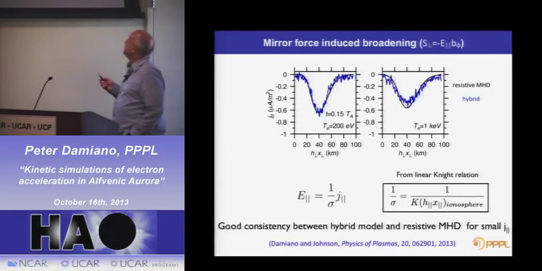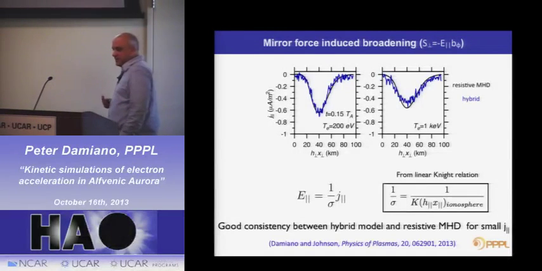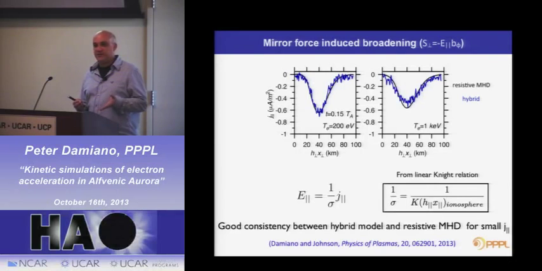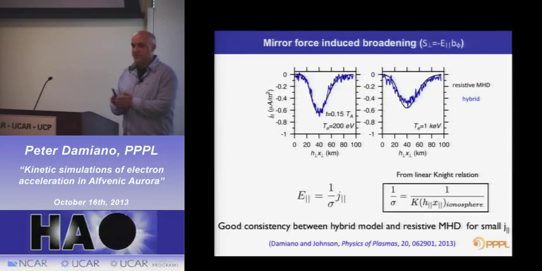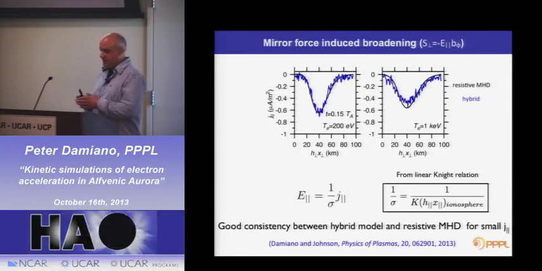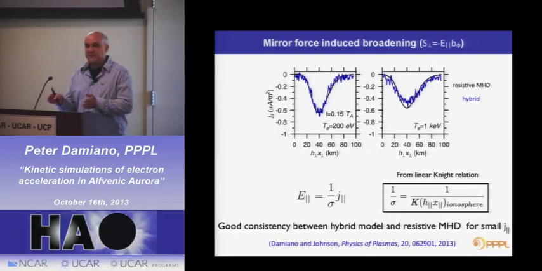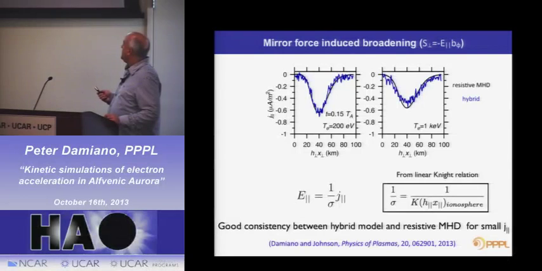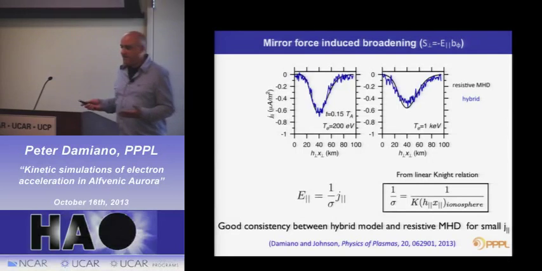And this can be understood from the point of view that there's a perpendicular Poynting flux associated with the parallel electric field that's developing along the field line. So the larger this parallel electric field is, the more perpendicular Poynting flux you have, so you get more energy moving to adjacent field lines, which then broadens the upward current region. And using the Knight relation, you can also calculate an effective conductivity that you can then put into a resistive MHD calculation. And that's what we did.